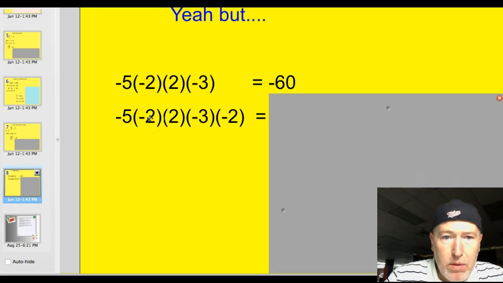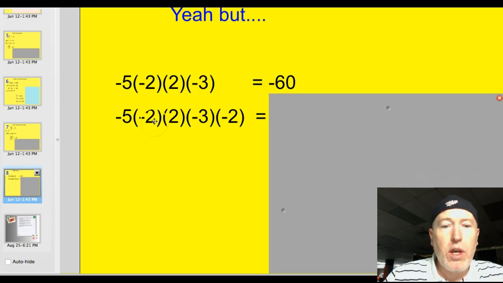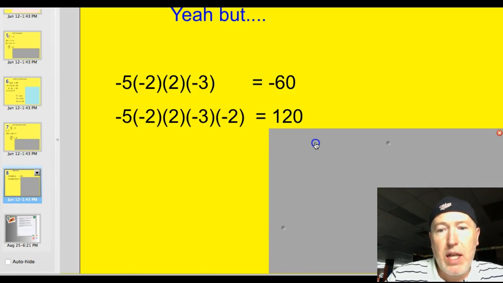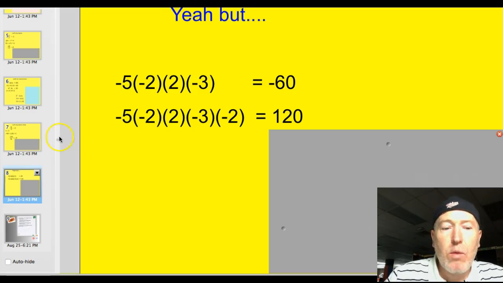Isn't it the same problem? It sure is. Negative 5, so this is going to give you 10. I'm just going to do it and then deal with the negatives at the end like I normally do. This is 10, this is 20, this is 60, this is 120, and I've got 4 negative symbols, so that's going to be a positive 120. I think it just helps to deal with the negatives at the end. And in most situations, that works just fine.